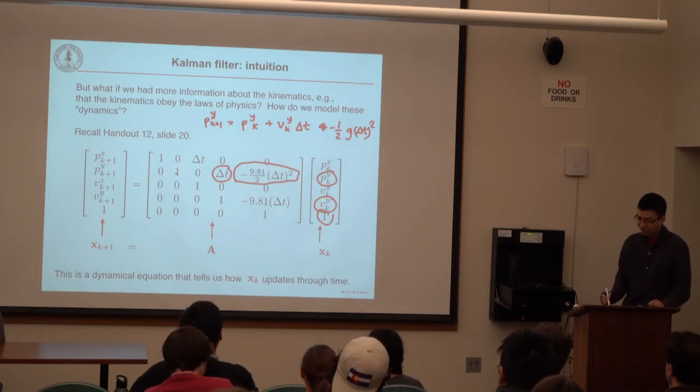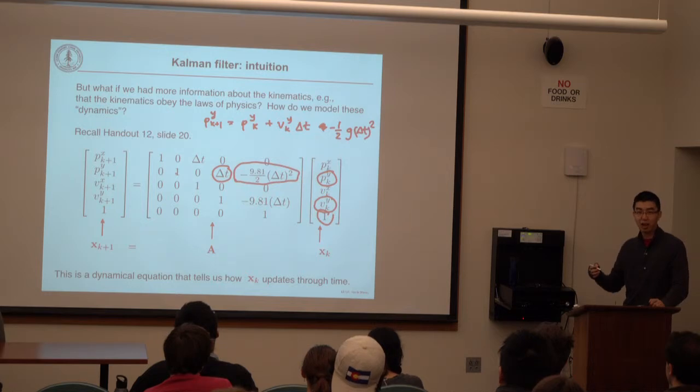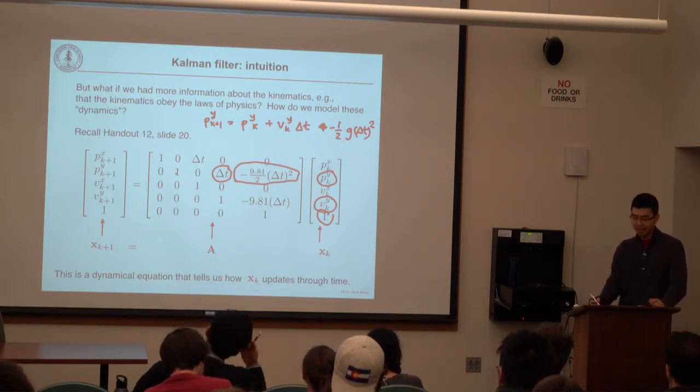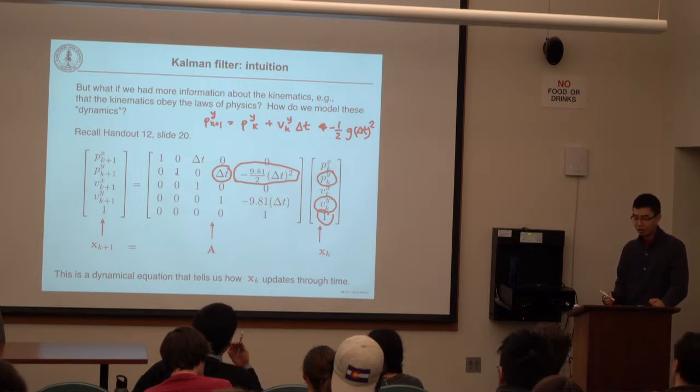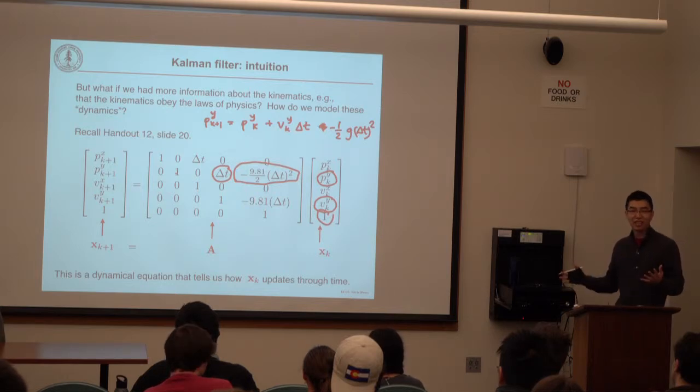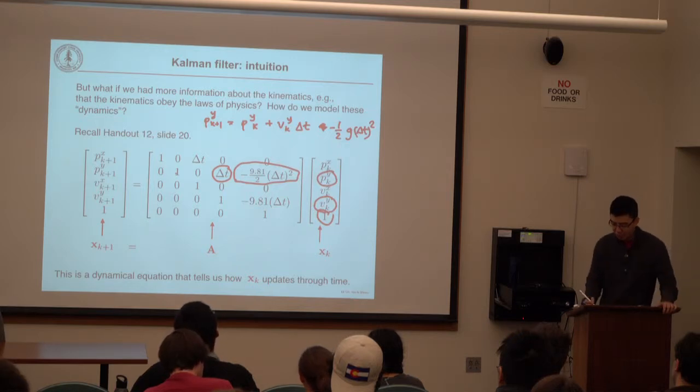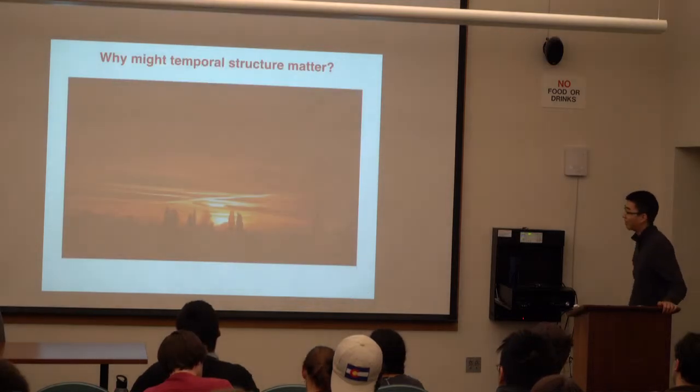But what this equation is fundamentally telling us is additional information. It's telling us that there's another equation that we have for x k, and that's this relationship through time, that x k plus 1 is equal to A times x k. And this is a dynamical equation that tells us how x k updates through time. And so what we did is we generated a video example to give you some intuition.